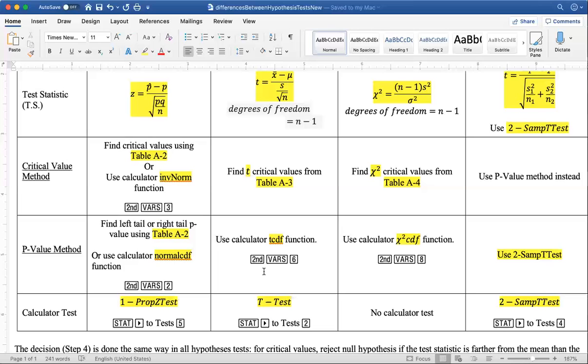If it's on the left, the lower bound is negative infinity and the upper bound is the test statistic. If it's on the right, the lower bound is the test statistic and the upper bound is a large positive number. We use a similar function for finding the p-value for a test of the mean, and it's called the tCDF function. It is also in second vars, but it is number 6. It would actually be number 5 for a TI-83 Plus, and 6 for a TI-84 Plus.